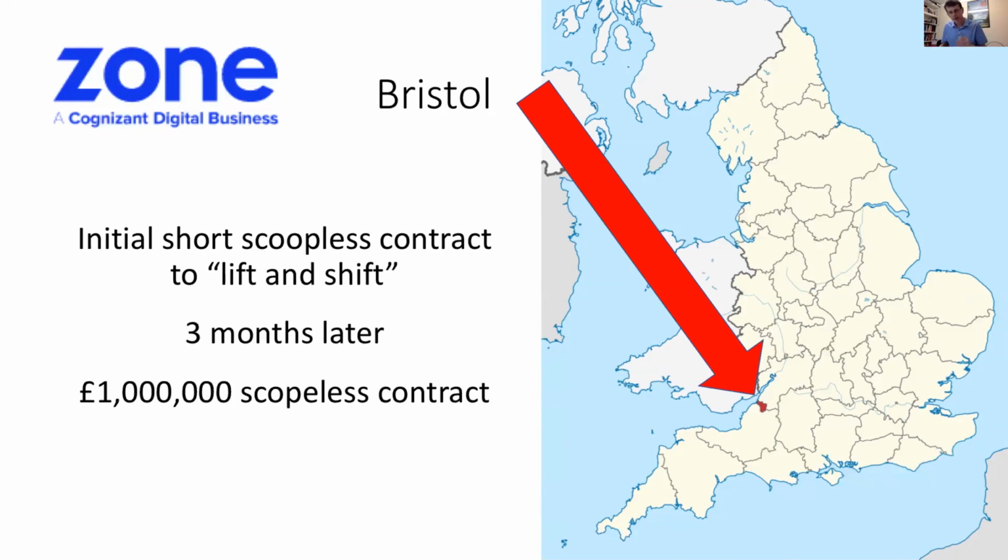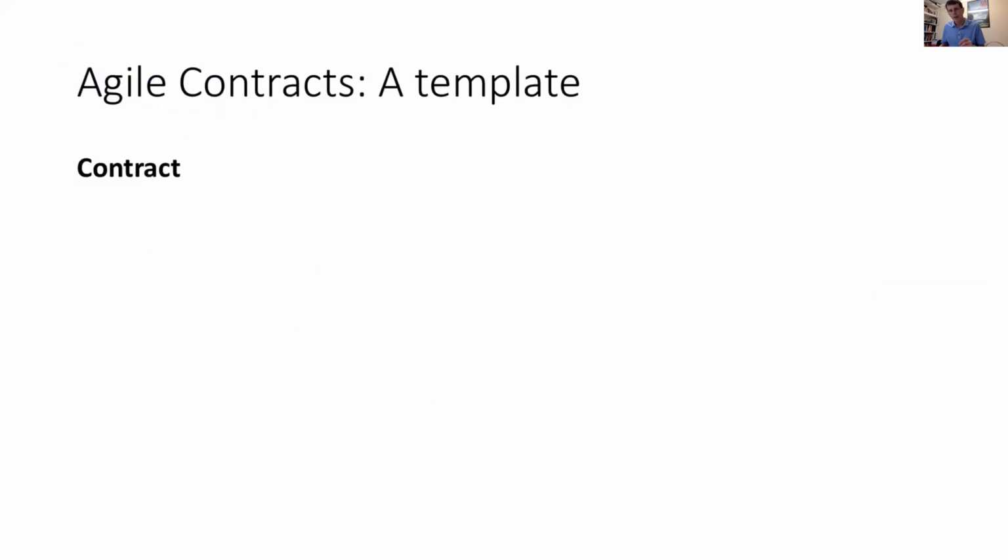So I'm trying to compile this into a template for you. And so there's two parts to this template. One is the contract. But I don't think you can have an agile contract if you don't couple it with an execution model that matches that contract. I think if you have an agile contract and you can't execute on it, if you can't structure the way you're working to match the contract, then you're going to have problems.